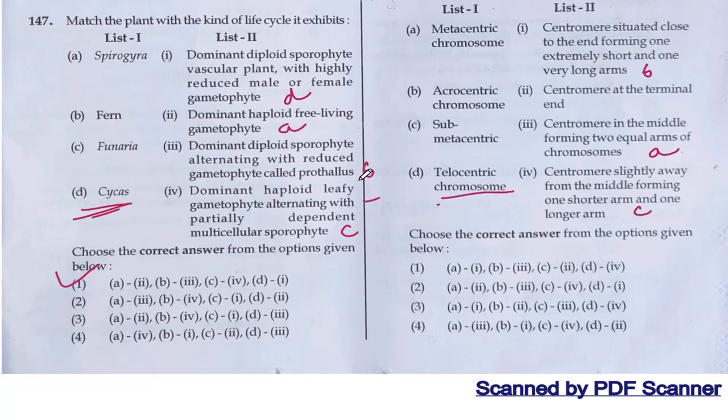Next one will be telocentric chromosome. So last one will be centromere at the terminal end. Okay, so option 4 will be the correct one.